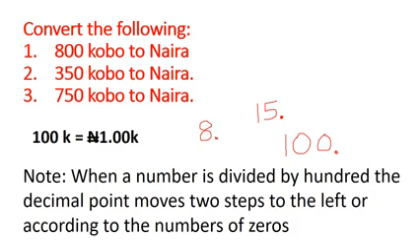So let's listen to this. When a number is divided by 100, the decimal point moves 2 steps to the left, according to the number of zeros. We say 100, for example. If you listen to what I just explained, it means that there's a decimal point in 100. So if I'm going to divide any number by 100, I'm going to move the decimal point 2 steps to the left. So we are going to apply this in what we are going to do next.